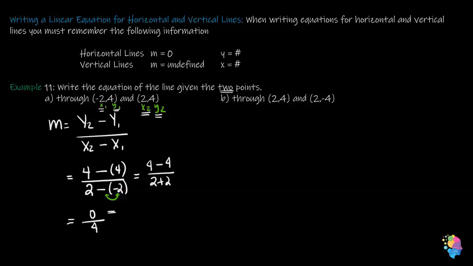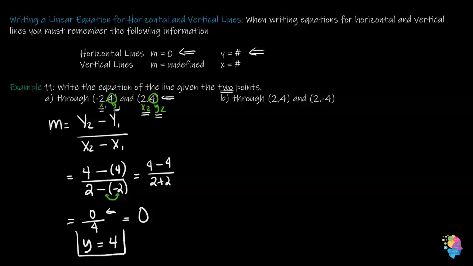Now, because we have a 0 in the numerator, I know that the slope is going to be 0. That means that these 2 points represent a horizontal line, which will be written as y equals a number, and we check that number. Both points, the y values are 4. Then the equation of this line is y equals 4.